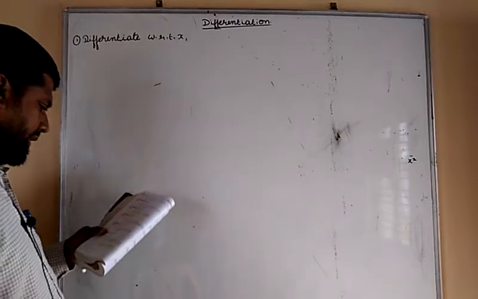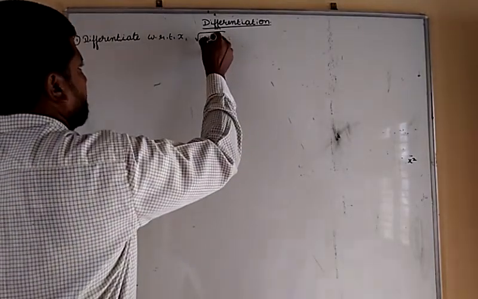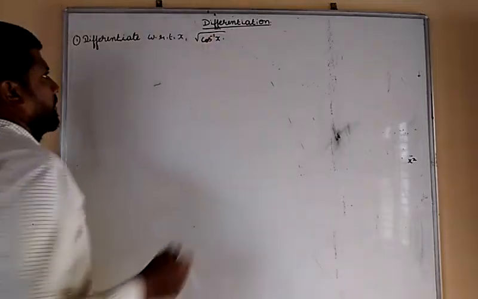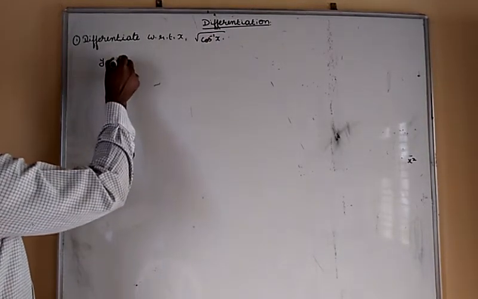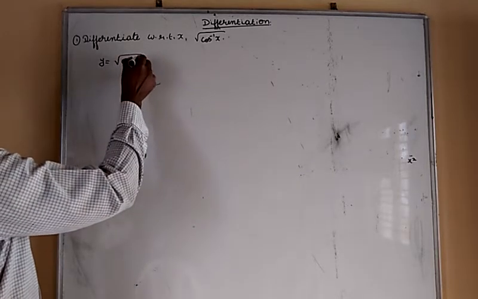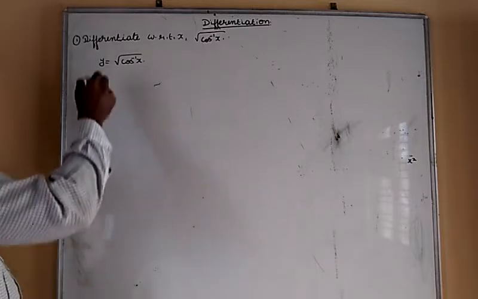So let us solve the next problem here. Root of cos inverse x. Let us take y is equal to root of cos inverse x. Here in the place of x there is a cos inverse x, which means it is a chain rule.